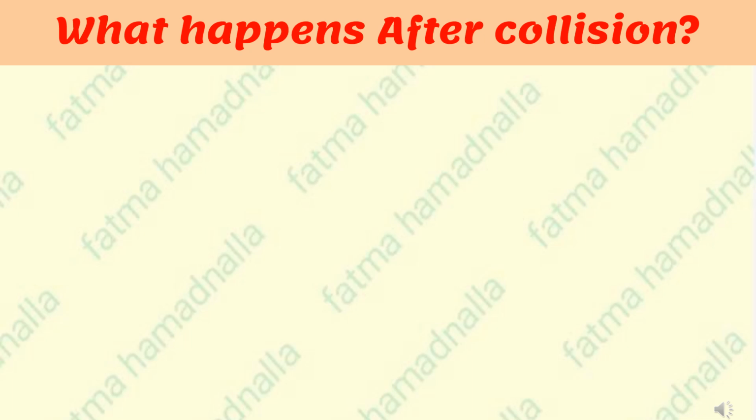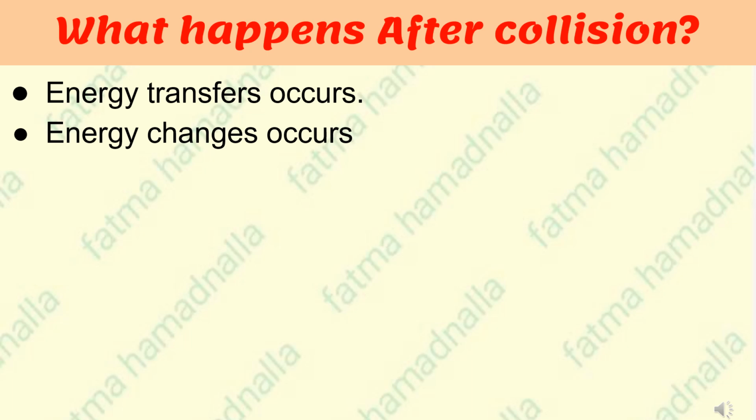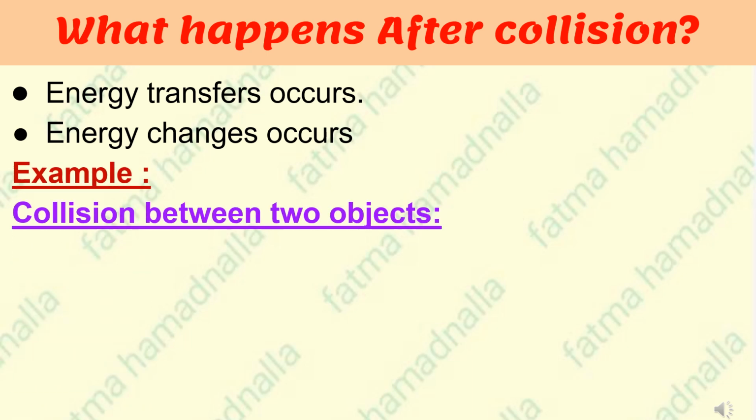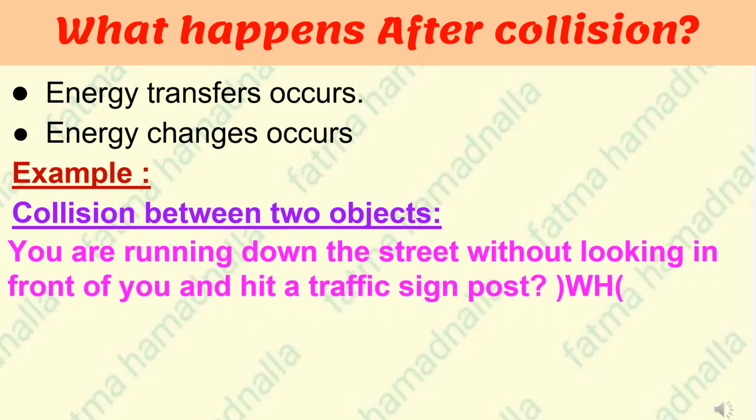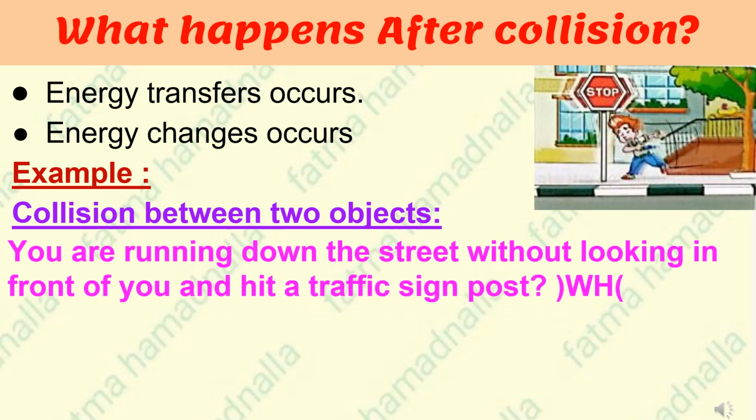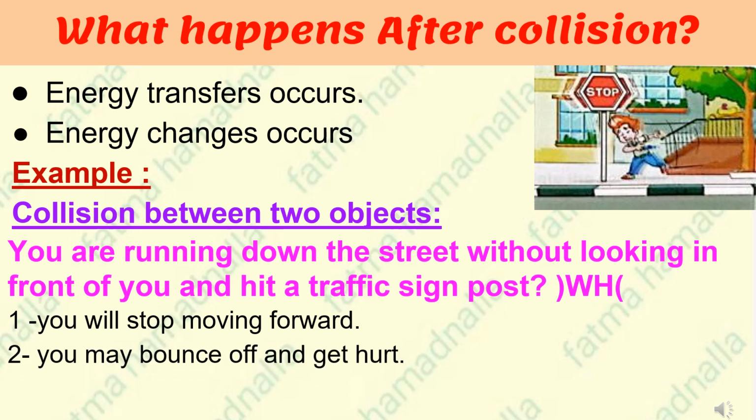After all this, we need to understand what happens after a collision. Energy transfers occur, and energy changes occur, okay? For example, during a collision between two objects, what happens when you are running down the street without looking in front of you and hit a traffic signpost? Of course, you will stop moving forward, and you may bounce off and get hurt. The traffic sign may vibrate, right?